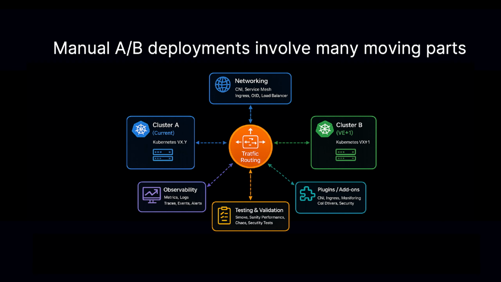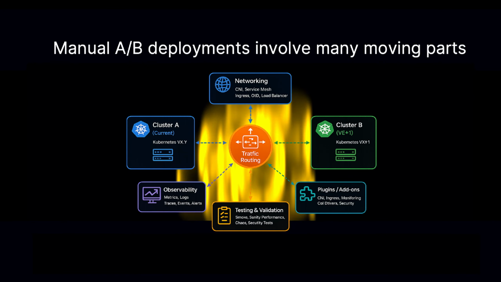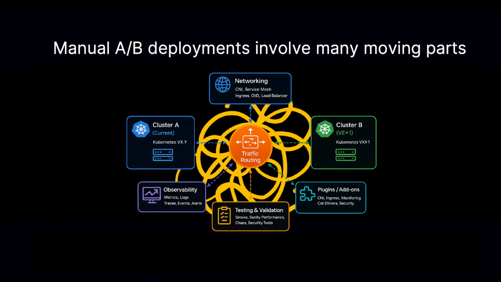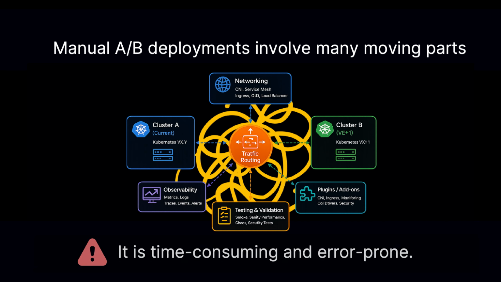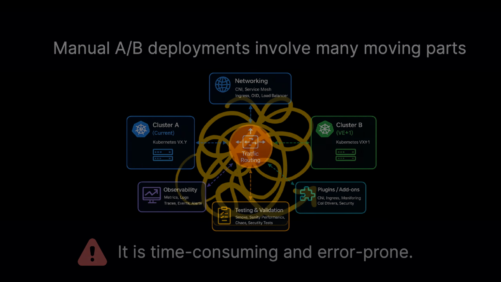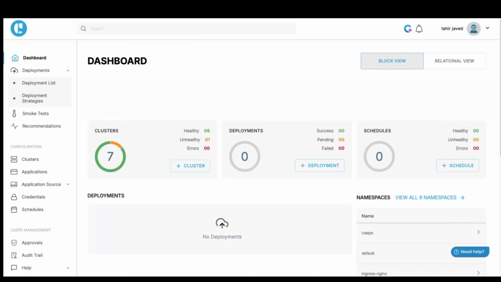The challenge is that setting up A/B deployments manually can be complicated. Teams need to coordinate clusters, networking, traffic routing, observability, testing, and platform add-ons. It can quickly become time-consuming and error-prone. Now I'm going to show how an A/B deployment is simplified with CAEPE.